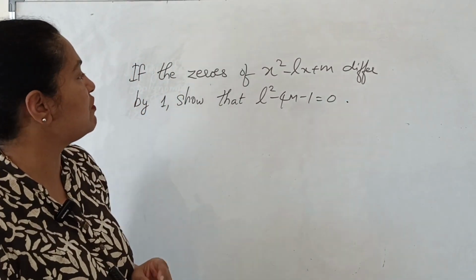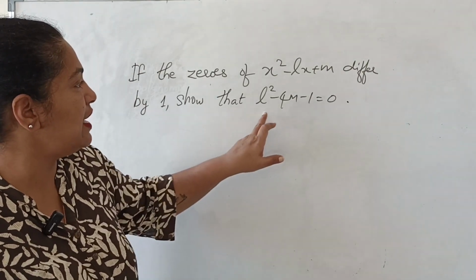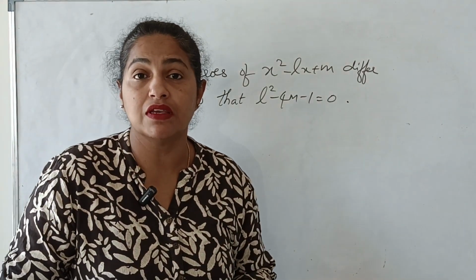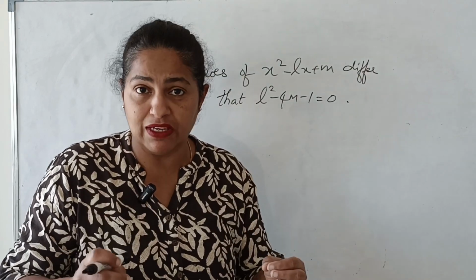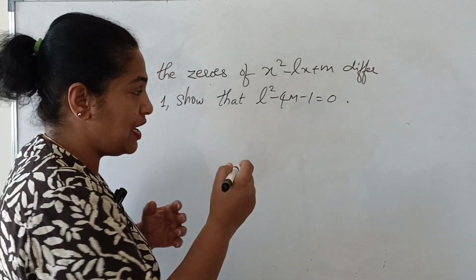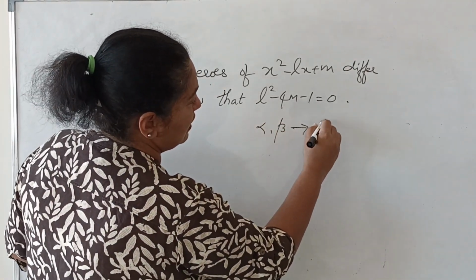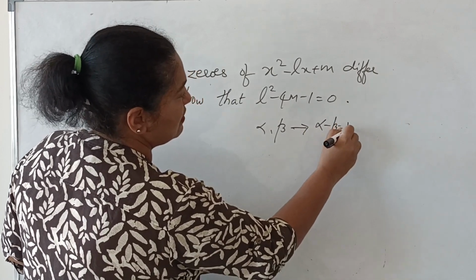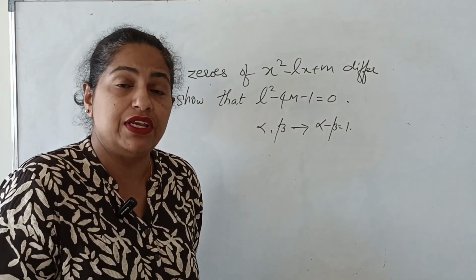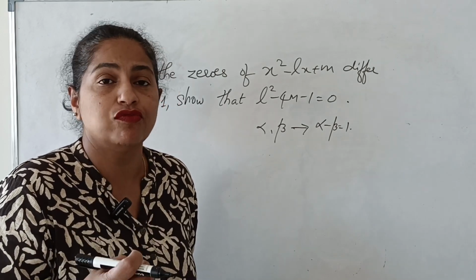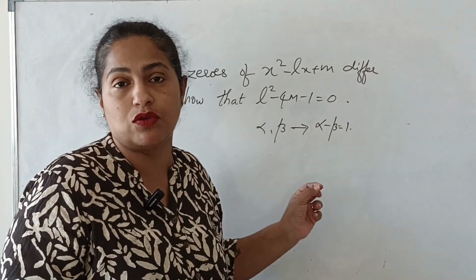If the zeros of x square minus lx plus m differ by 1, show that l square minus 4m minus 1 is equal to 0. So, we are given two roots which differ by 1. So, we will take the roots as alpha and beta as we normally take. So, what is given? The condition given is alpha minus beta is equal to 1.